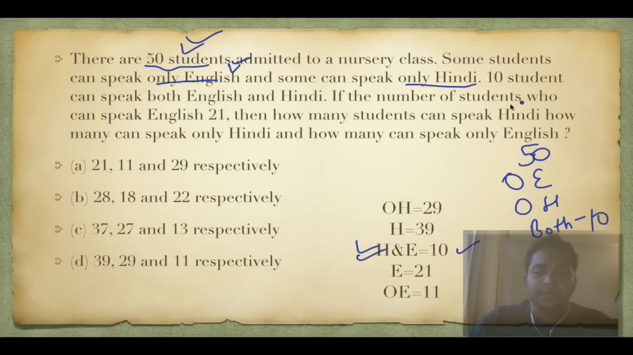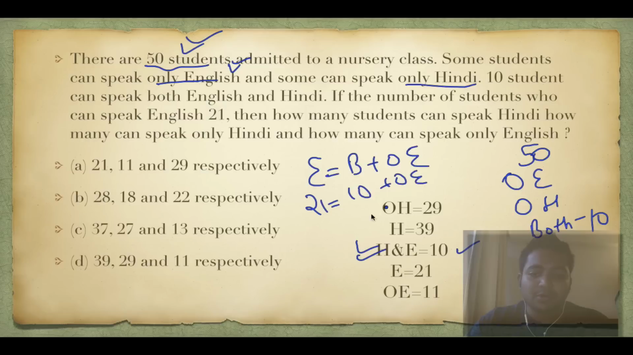Good. If the number of students who can speak English is 21, so English will include both plus only English. So English is 21. So 21 is equal to 10 plus only English. So only English will be 11. Is that understood? Absolutely understood. Who can speak English will include people like me who can speak both English and Hindi, and people from down south who can speak only English and their mother tongue.